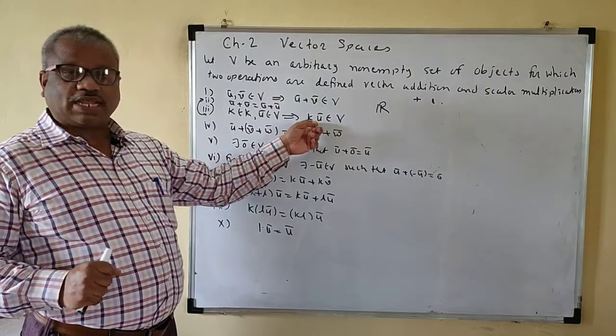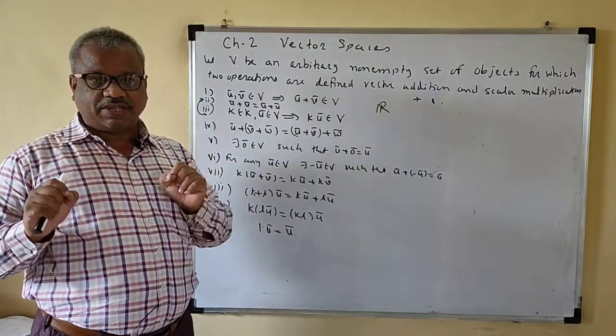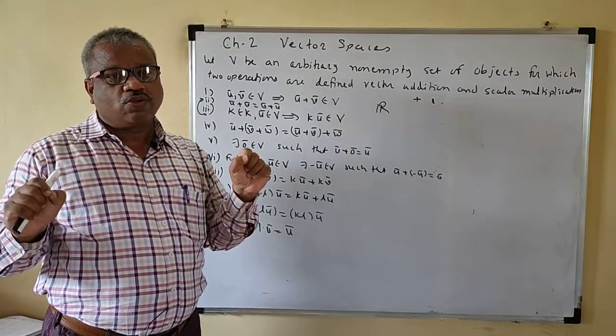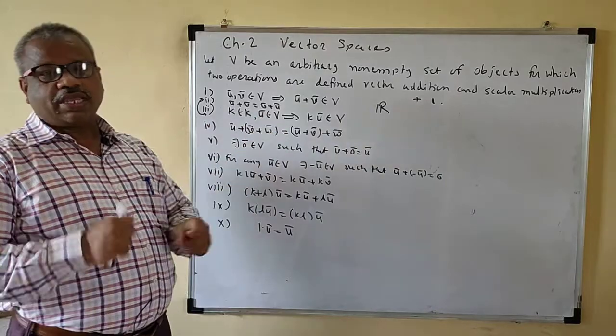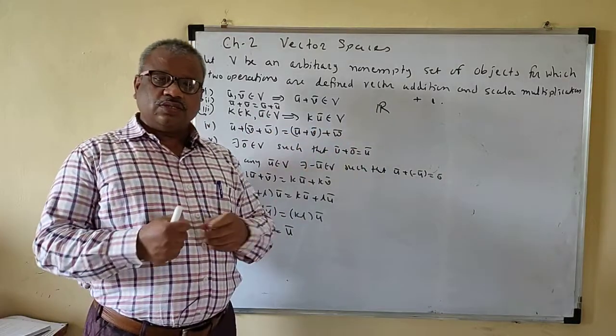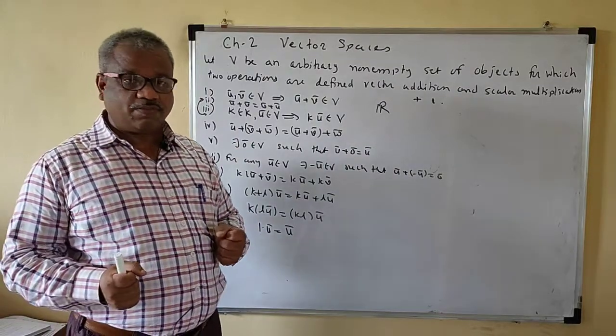Then this is the scalar multiplication. We say that V is closed with respect to scalar multiplication when, for any scalar K and u bar belonging to V, K u bar is also a vector of V. If this happens, then we say V is closed with respect to scalar multiplication.